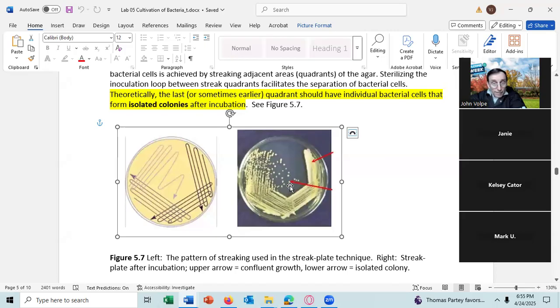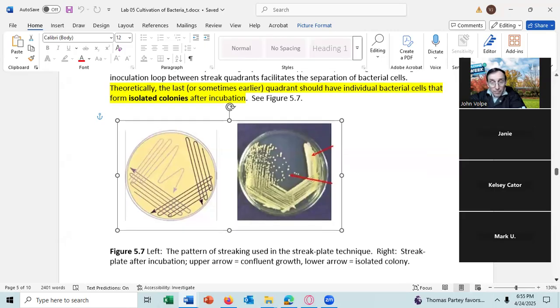And then you take an isolated colony and you streak it out on a second plate to get isolated colonies. And then on the second plate, you pick out an isolated colony and you take those cells and grow it up. And that would be most likely greater than 95% chance a pure culture. Any question about any of that?